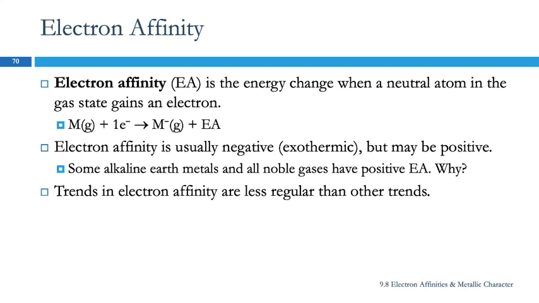So why would a noble gas have to be paid to take an extra electron? It already has the ideal electron configuration. It's got 8 valence electrons. It's set. You're asking it to take one more and mess everything up, right? Well, you're going to have to pay me to do that.